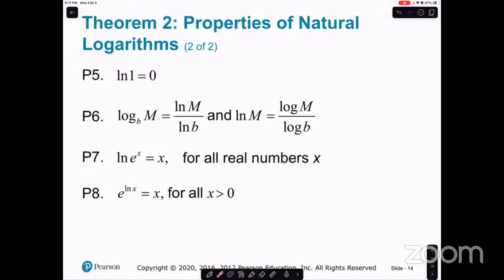I feel like there's something missing here. I think that's supposed to be log of m base b. Yeah, I think this is a typo. But basically it's a change of base, right? I'm going to augment this. I think this is supposed to be log base b of m. Yeah, let's just go with that, right? Okay.